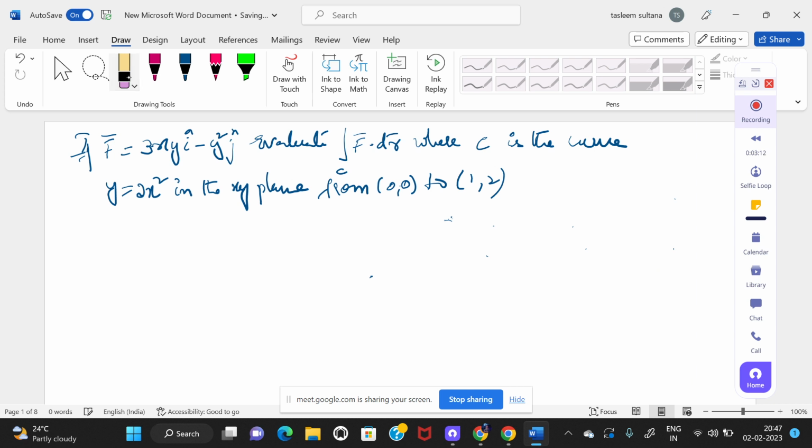Given f vector is equals to 3xy into i vector minus y square into j vector. And one more point they have also given here. You see, y is equals to 2x square. So I can substitute that here where my k is equals to 0. That means z is equals to 0.